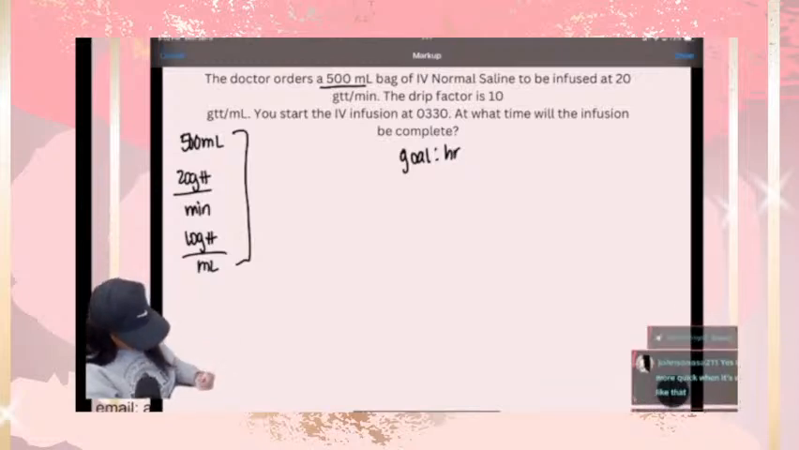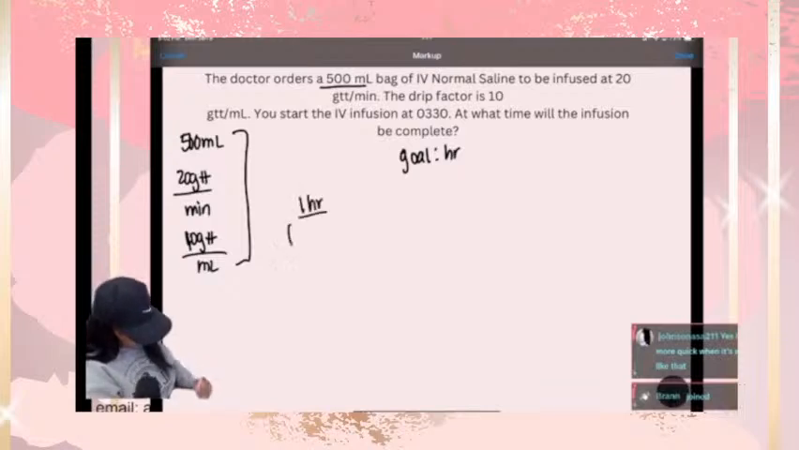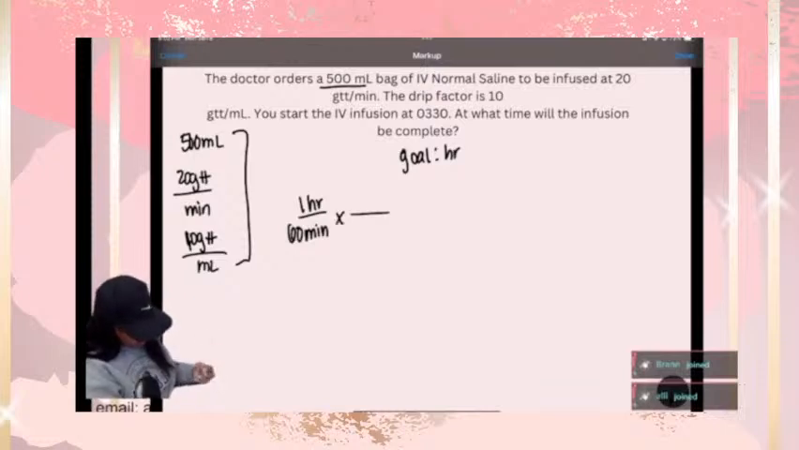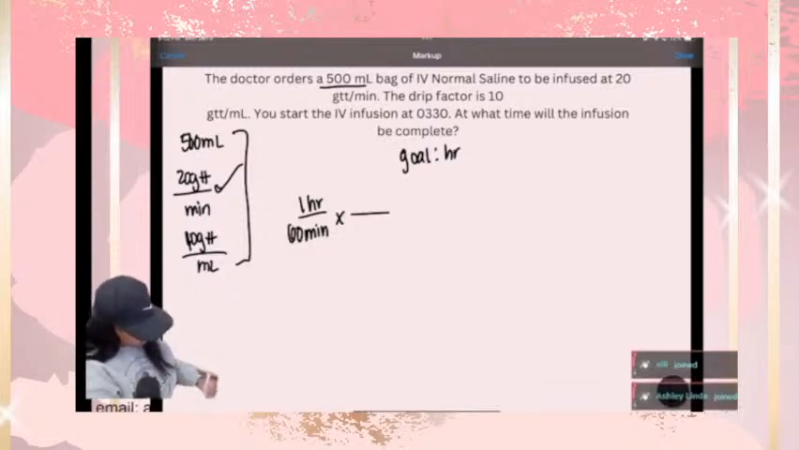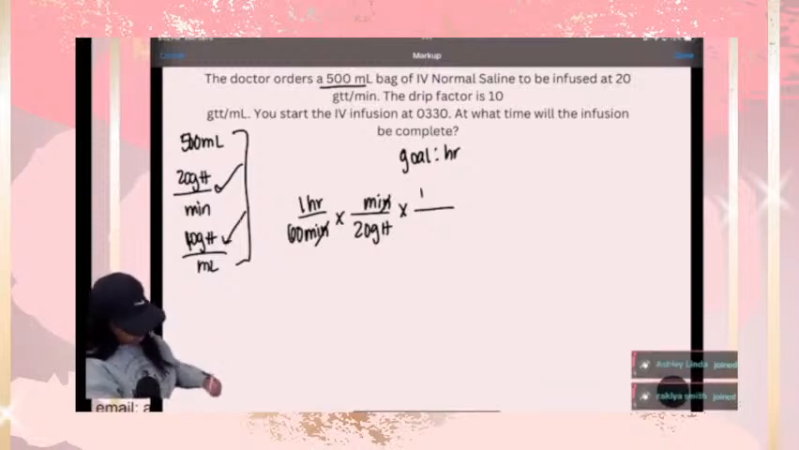So 1 hour is 60 minutes. And then we have 20 drops per minute right here, right? And you can flip flop them. Remember, you can make it fit however you need to make it fit. So minute on top, 20 drops. Minutes cross out. Now we have drops on the bottom. We need drops on the top. So we'll do our drop factor, which is 10 drops per ml.